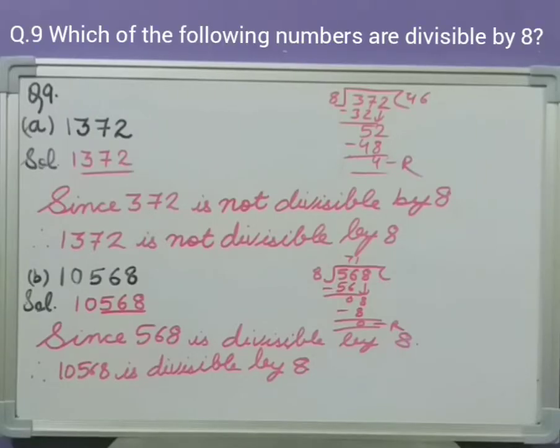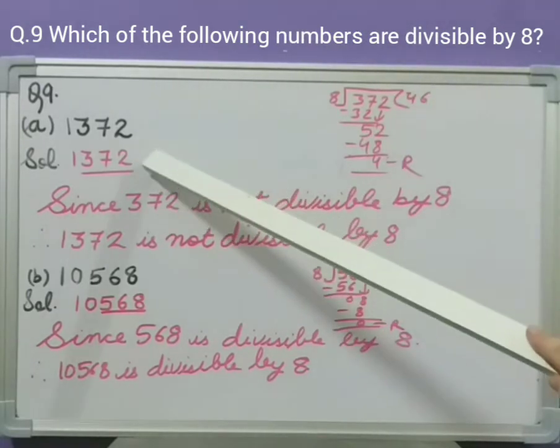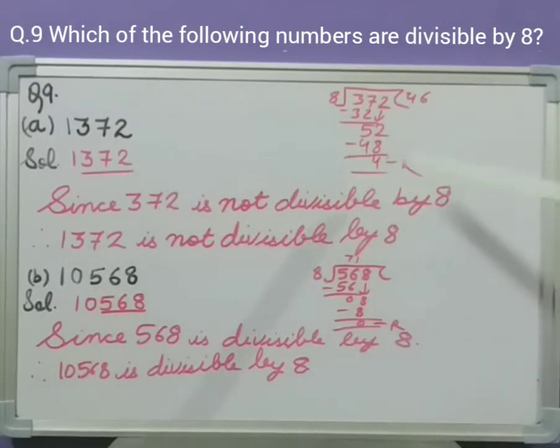9. Which of the following numbers are divisible by 8? Now, the divisibility test of 8 is similar to 4. In 4, we need to check that the last 2 digits of the number should be divisible by 4, and in 8, the last 3 digits should be divisible by 8.